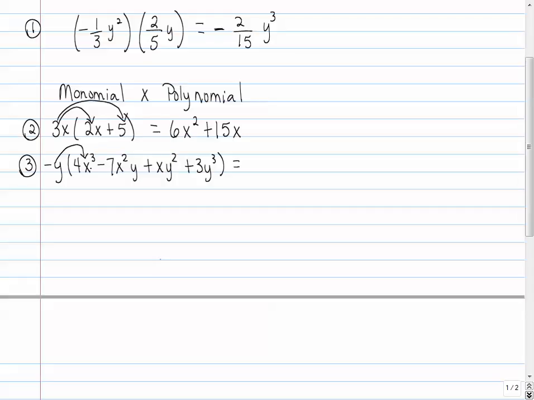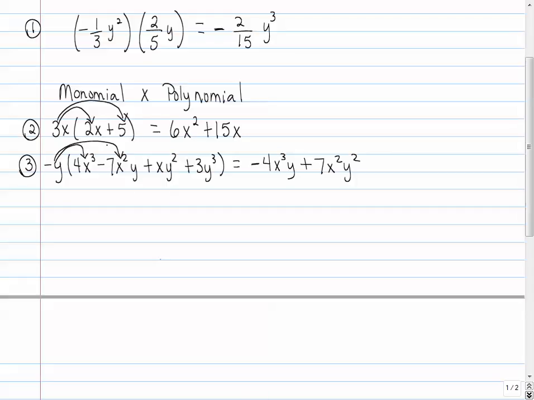Now, a negative times a positive is a negative. You just multiply the y times the 4x cubed, and it's going to be negative. And y times 4x cubed is just 4x cubed y. Then we multiply it times the next term. Now, a negative times a negative is a positive. And we multiply y times 7x squared y, that's going to give you 7x squared y squared, because when you multiply those y's together, you add the exponents.